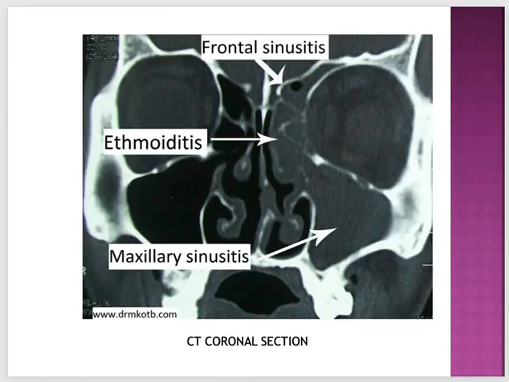Treatment. This one is the CT scan. You can see over here the maxillary sinus is full of fluid, showing you the ethmoid sinus as well as the frontal sinus. These are the orbits, right? So CT scan gives you a better view.